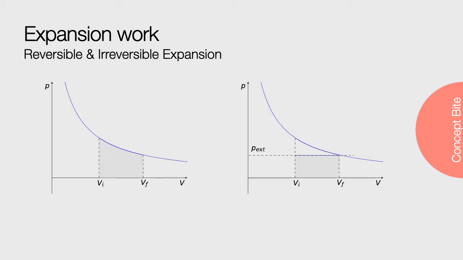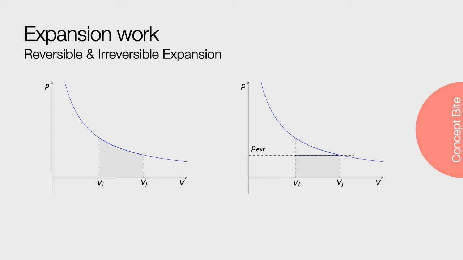A truly reversible expansion is an entirely hypothetical case, as it would need the system to be in mechanical equilibrium during the whole expansion, and therefore the pressure inside and outside the piston would always have to be the same. For the expansion to occur, the pressure inside the piston is only ever infinitesimally higher than that outside.